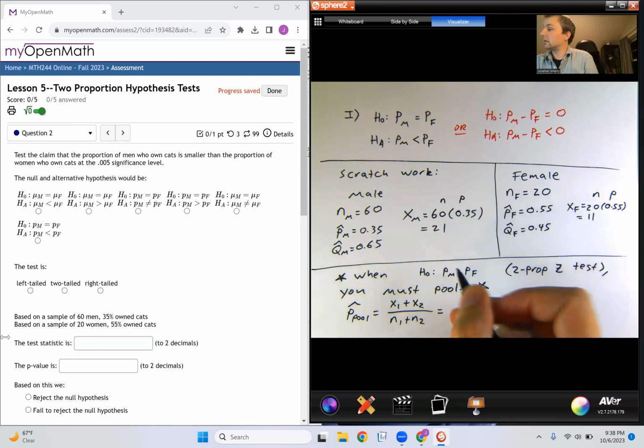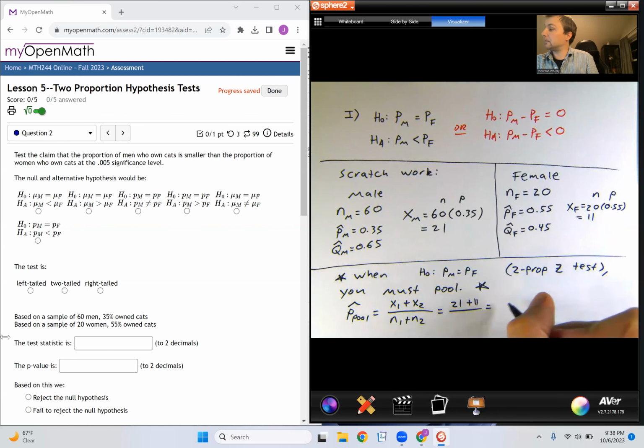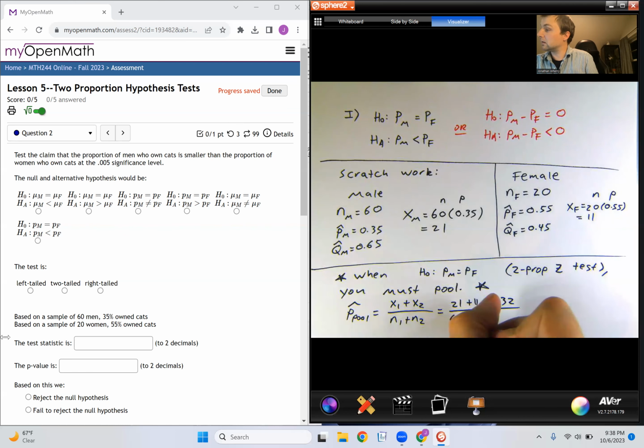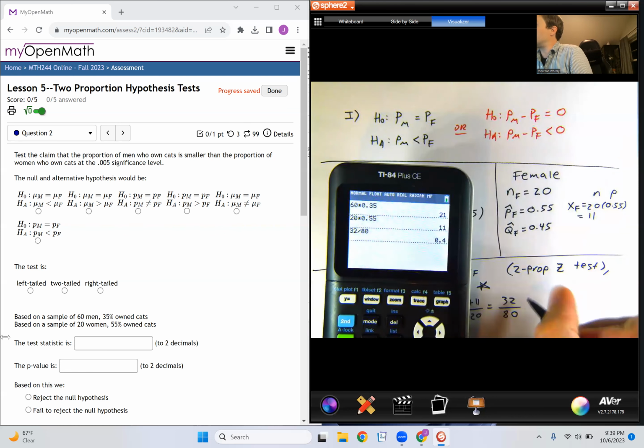I'm going to combine these numbers together, 21 and 11. So in total for this sample, 32 people owned a cat. And this is out of 60 and 20. If I put this together, 60 and 20, there were 80 people in total. So 32 people had a cat, and that was out of both groups together, out of 80, putting both of the groups together. This gives me a pooled success rate of 32 out of 80, or 40%.